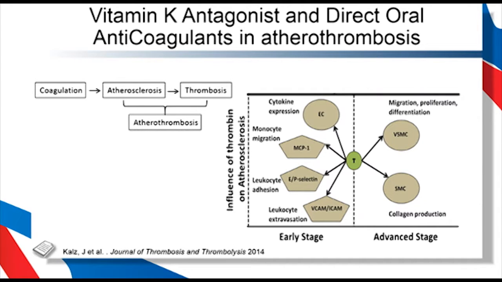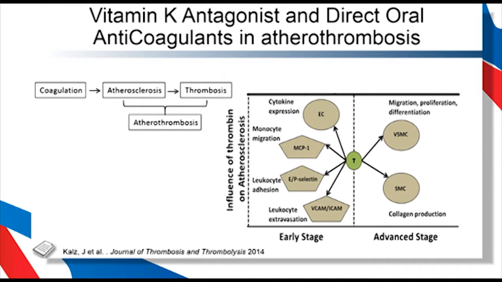Here, for example, we show that thrombin can influence atherosclerosis at the early stage, for example, by influencing the cytokine expressions in endothelial cells, but also in a late stage, and this is in a vascular smooth muscle cell, by migration, proliferation, and differentiation of the vascular smooth muscle cell. Here depicted on the right.